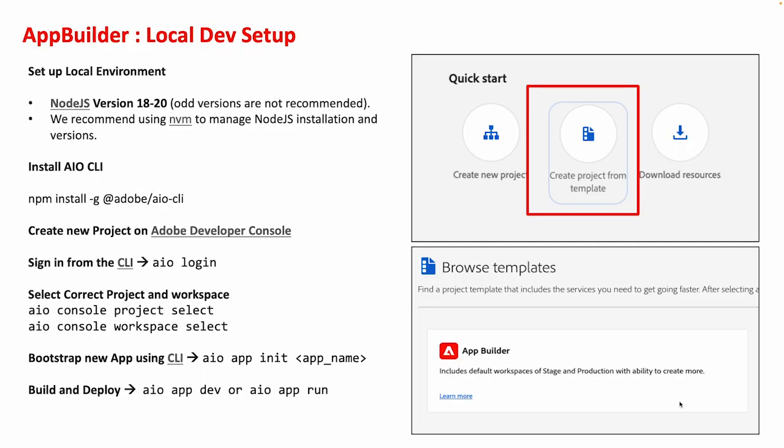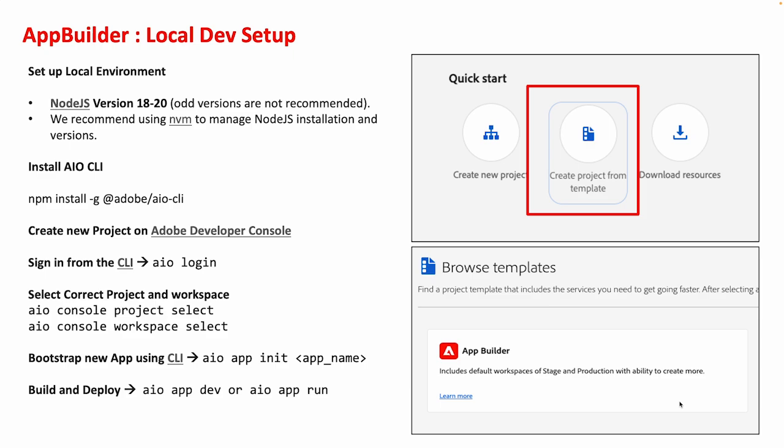After that, in your command line, in your preferred location, you have to create the AppBuilder project. To bootstrap the project, execute the command aio app init and the project name. The project name is not required to be the same as the AppBuilder project name in Adobe Developer Console. It can be anything.